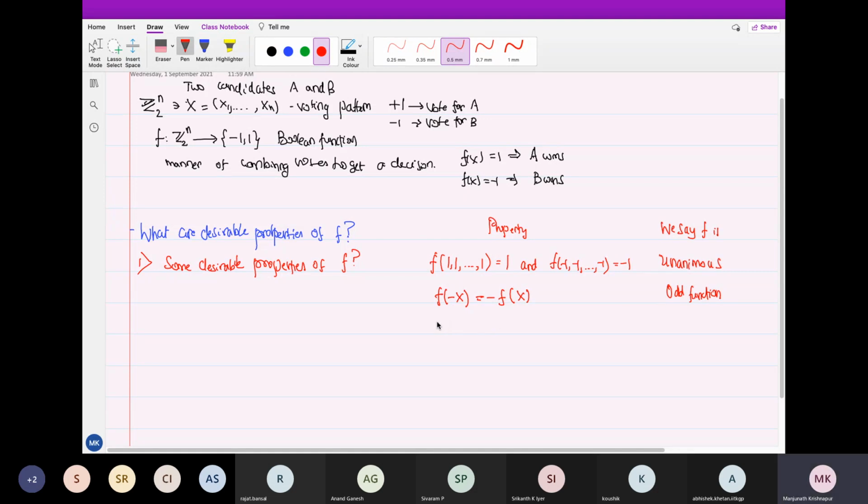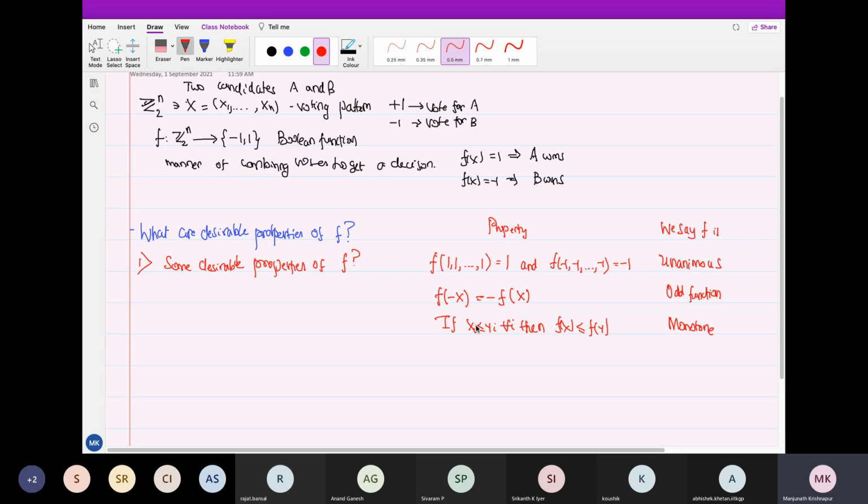So what else is good? I mean, monotone would be good, right? So meaning if xi is less than or equal to yi for all i, then f of x is less than or equal to f of y. So this is called monotone. See, everything is plus minus 1. So when we say xi less than or equal to yi for all i, it means that in x, whoever votes for A will also vote for A in y, right? I mean, if xi is 1, yi is necessarily 1. But if xi is minus 1, yi could be plus 1.